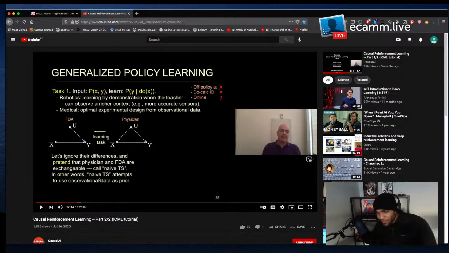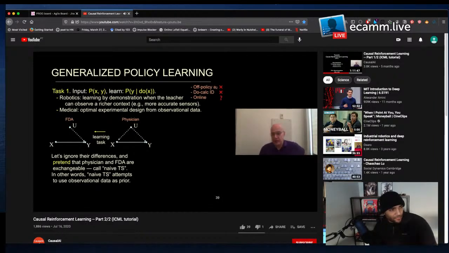In other words, naive TS attempts to use observable data as a prior. All right, I don't know. We'll see. It feels like we're figuring out what we can actually do and then working backwards from the solution to pick a problem, but I guess nothing's wrong with that if it's a useful problem. It can be technical, but at least for now, let's use it informally. That means that they're the same, qualitatively the same causally, and let's call this the naive TS, not a leading title, but a name.